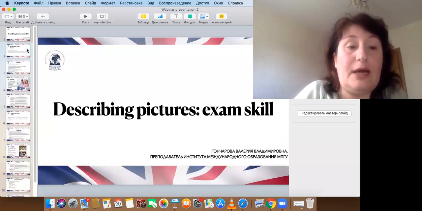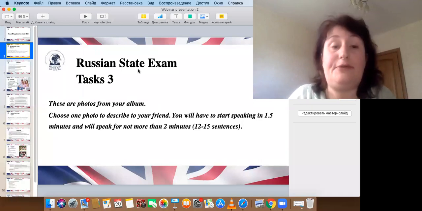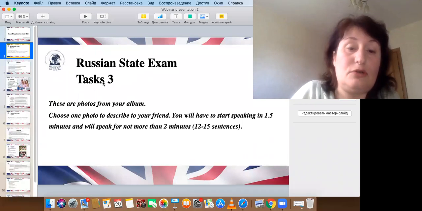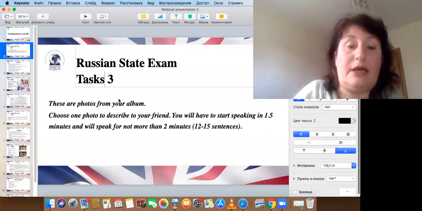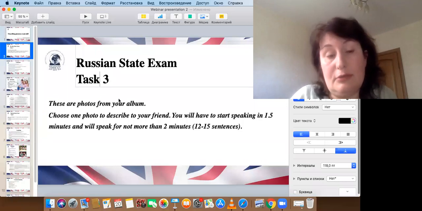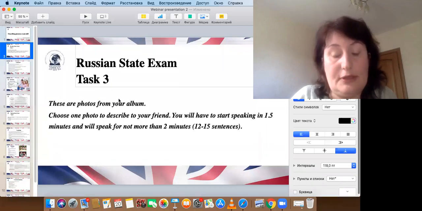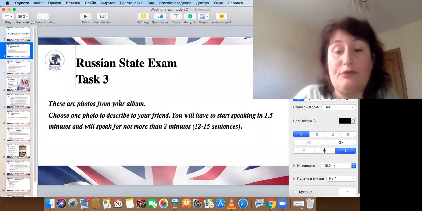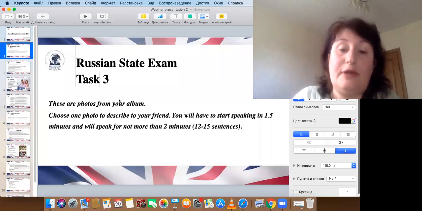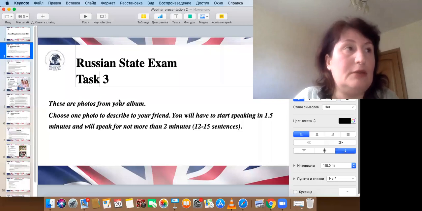Let's talk about task 3 of the Russian state exam. So you have the task, or the instruction: these are photos from your album. Choose one photo to describe to your friend. You will have to start speaking in 1.5 minutes, and you will speak for not more than 2 minutes. So you have answered these questions in the right way.